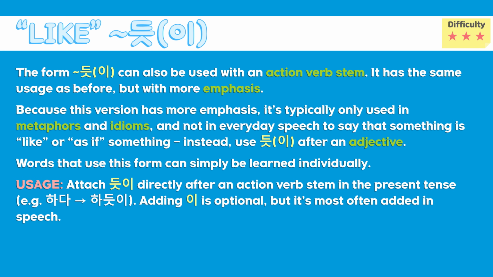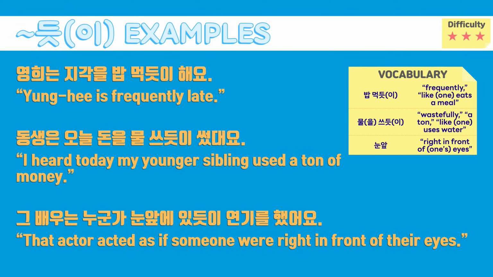To use it, attach 듯이 directly after an action verb stem in the present tense. So 하다 would become 하듯이. Attaching 이 is optional, but it's most often added in speech. 영희는 지각을 밥 먹듯이 해요. 영희 is frequently late. Literally, like one eats a meal.